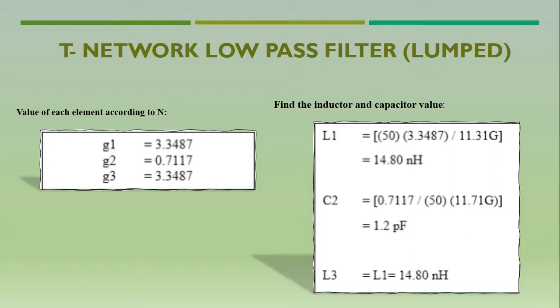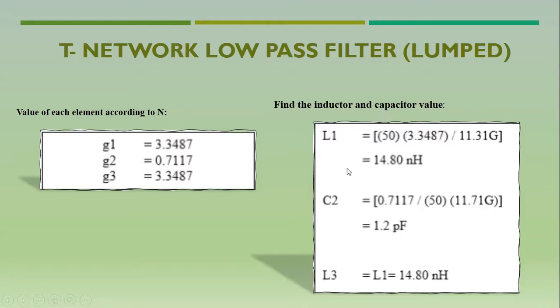G1, G2 and G3 are referred to the table of 3 dB equal ripple. Next, we find the value of inductor and capacitor. So our N is equal to 3, and we have only 3 elements in the circuit. Firstly, we design the T network low pass filter. So the first element must be an inductor.